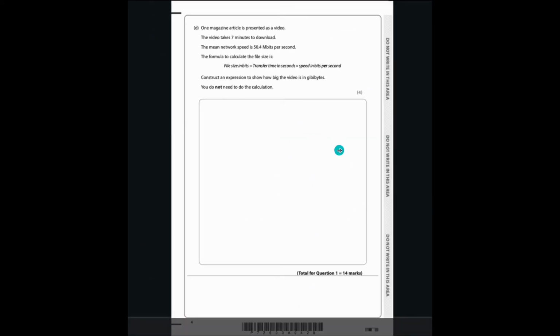Now question D: one magazine article is presented as a video. The video takes 7 minutes to download. The mean network speed is 50.4 megabits per second. The formula to calculate the file size is this. Construct an expression to show how big the video is in GB byte. You do not need to do the calculation.